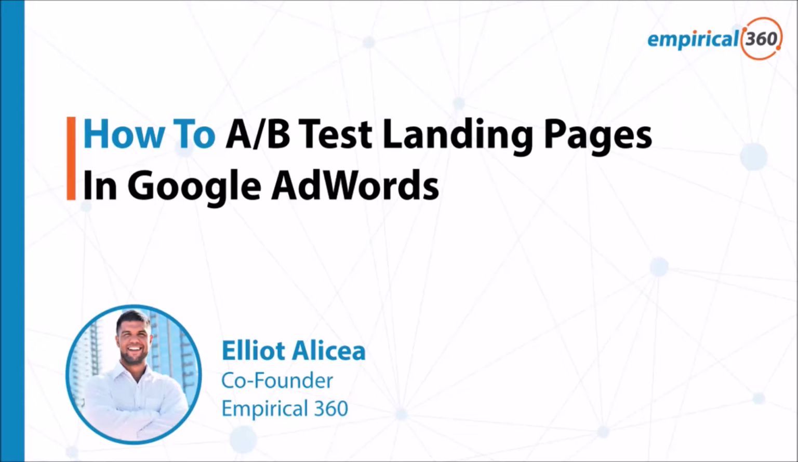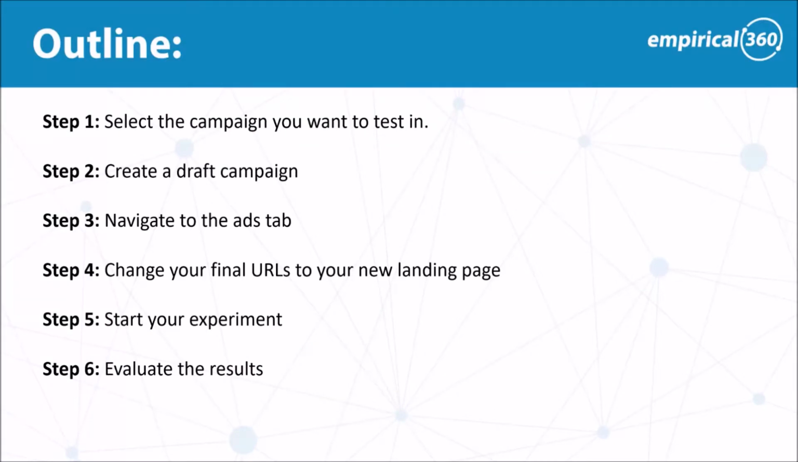within Google AdWords. So here's a short outline of how this process works. The first step is we're going to select the campaign that you want to create a test in. We will then create a draft campaign of that campaign and make the changes in that draft. How we're going to do that is we will navigate to the Ads tab, change our final URLs in the ads to route to the new landing page.